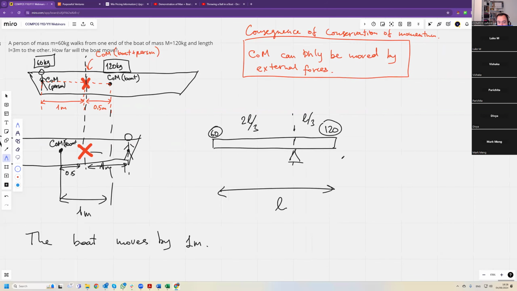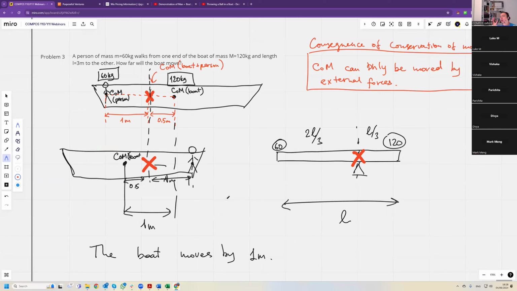So if you want the seesaw to be balanced, the center of mass has to be here. Well, technically here, but let's not go there. Center of mass has to be above the pivot. And yeah, so that's what I want with this exercise. I want you to get an intuitive understanding of what a center of mass is, and the fact that the center of mass doesn't move if you don't have external forces, like with the boat.